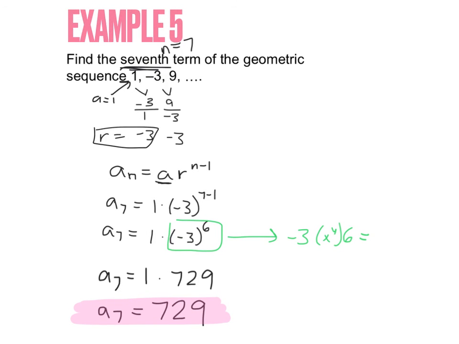Any questions here? So for all of these types of problems, all you need to do is find the parts of the formula. So this is our formula. You need to find the a, the r, the n, and then just plug them all in. And then from there you can just put it in your calculator.